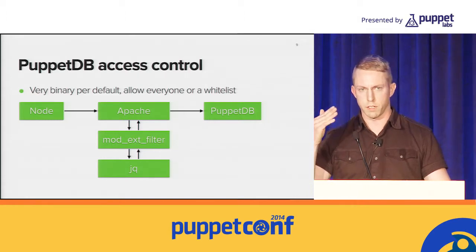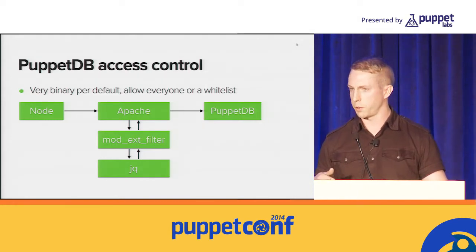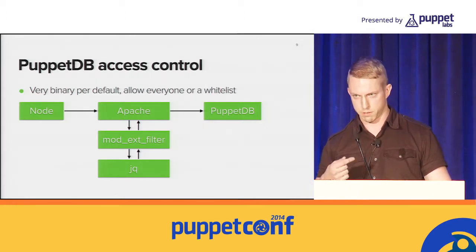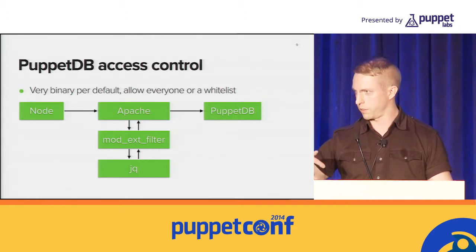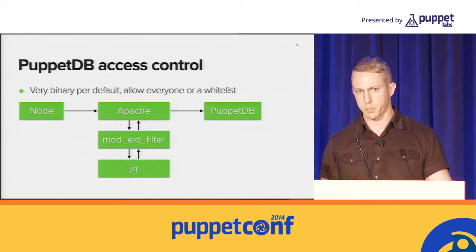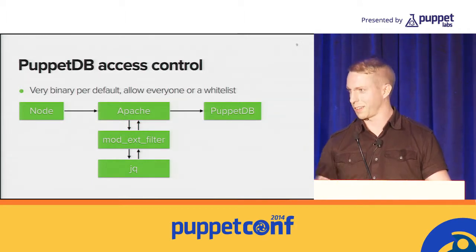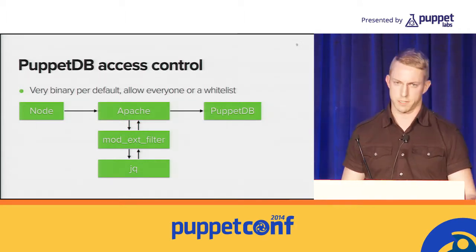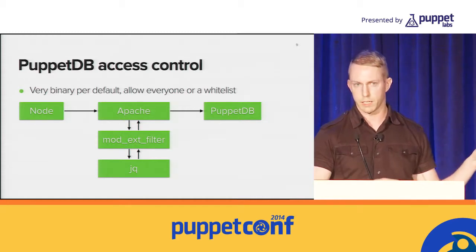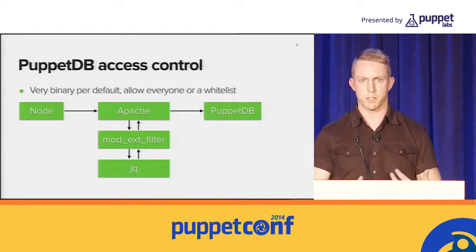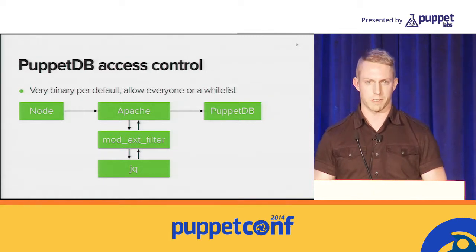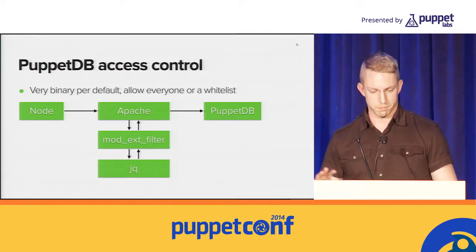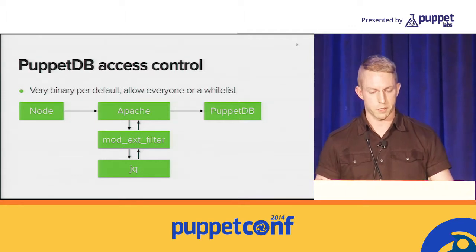And then it uses mod_xfilter, so the responses from PuppetDB go through mod_xfilter. It's a filtering module for Apache that calls an external command. And that external command is a regular Unix filter, so it gets the input on standard in and sends the filtered output on standard out.